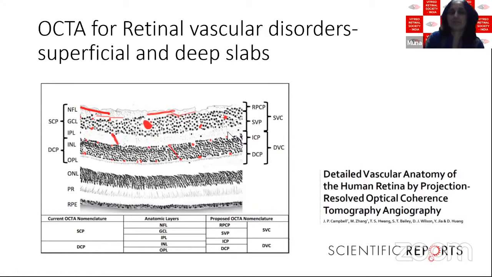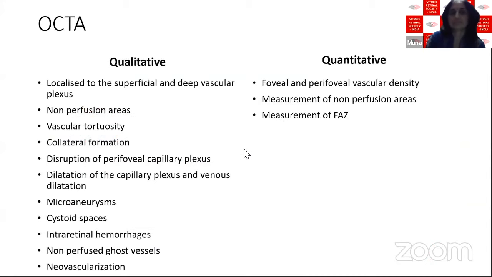So we have the superficial vascular plexus that is confined to the nerve fiber layer, the inner plexiform layer. Then you have the intermediate capillary plexus, which straddles the inner nuclear layer. And you have the deep capillary plexus, which comes up to the outer plexiform layer. So these are the various slabs that one would look for. The intermediate capillary plexus is attained by manual segmentation and is available on certain machines like the Heidelberg.